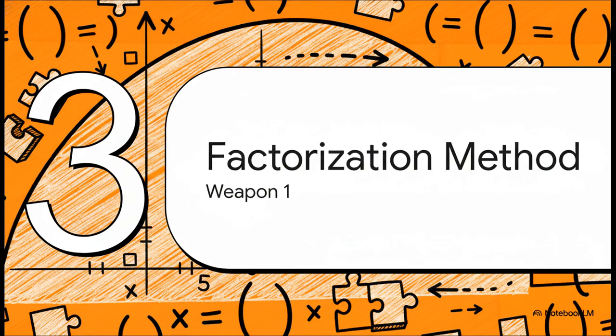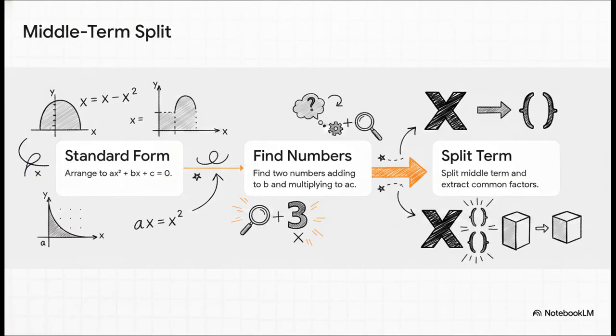Section 3, the factorization method, weapon 1. The very first mathematical weapon you can use is factorization. You might know it as middle term splitting. Now, I know this can seem incredibly complex at first glance, but we can actually distill it down into 3 clean, actionable steps. First, always arrange your equation into standard form. That's your x squared term first, then the x term, then the constant. Second, you have to play a little number puzzle. You need to find 2 magical numbers that add up to your middle coefficient b and multiply together to equal a times c. And third, once you find those 2 numbers, you literally split that middle x term into 2 pieces, group them together, and pull out the common factors.